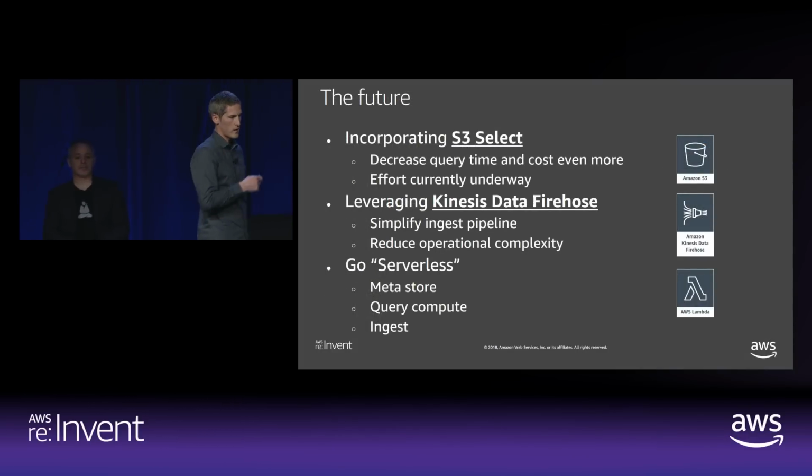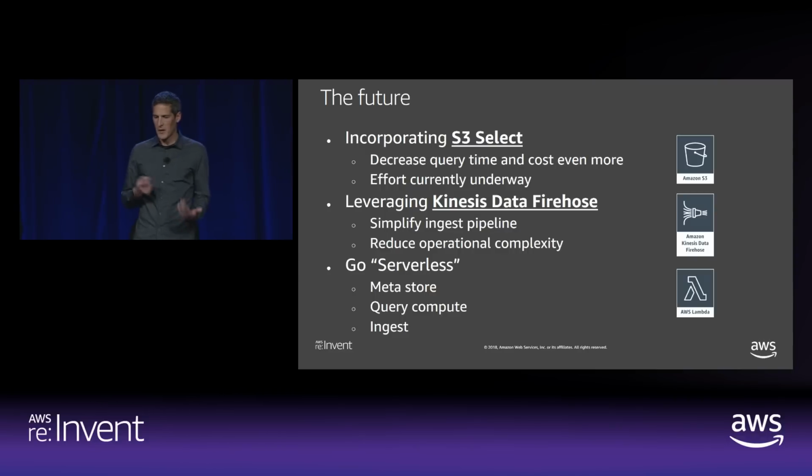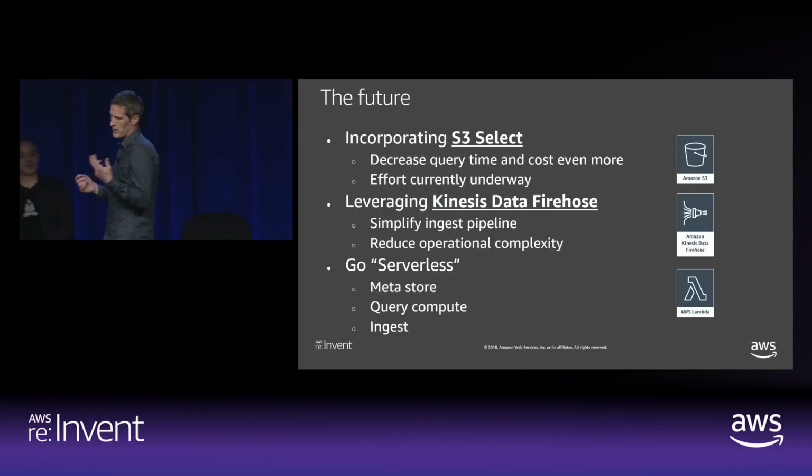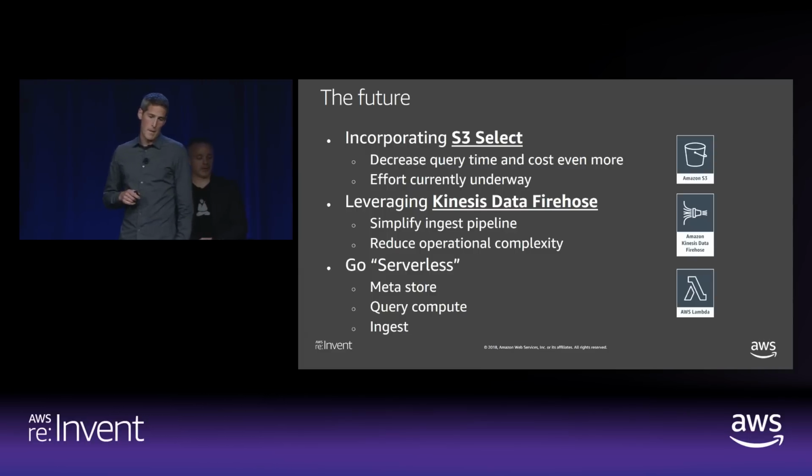The future. So we talked about the AWS roadmap being foundational to our business. One feature that John talked about that really coincides with what we're doing is S3 Select. Combining our probabilistic metastore with S3 and then using S3 Select to further eliminate rows that we don't need back from S3 is going to give us a huge performance increase and cost decrease.